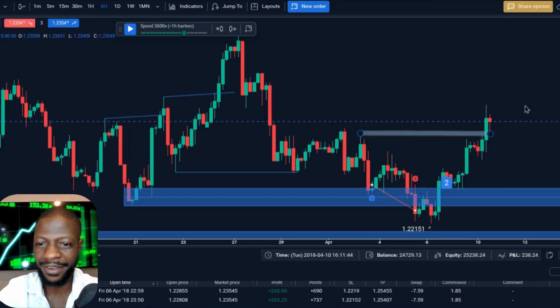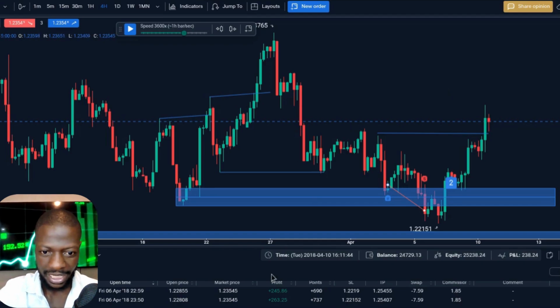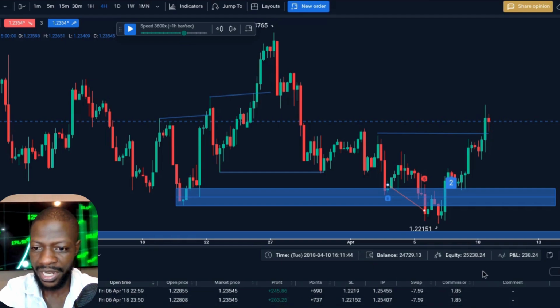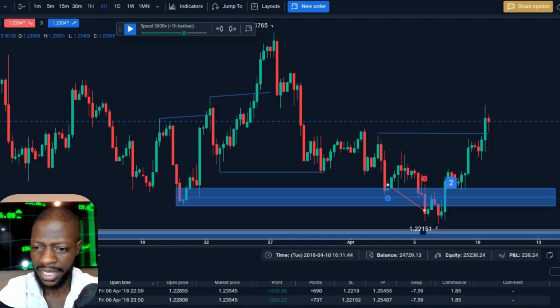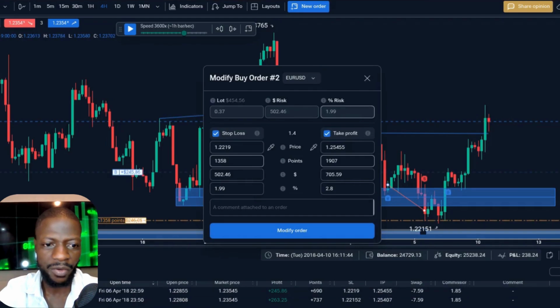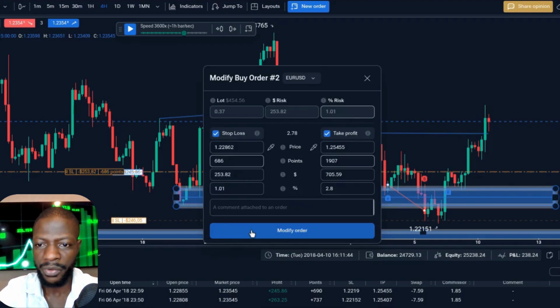So you can see that we've actually broken that level right there, which is nice, and we are up like $500 right now in profit because of these two positions which are running. So let's modify and put our stop loss to break even. Oh, now I can see my position. So you can see the first one we modify.